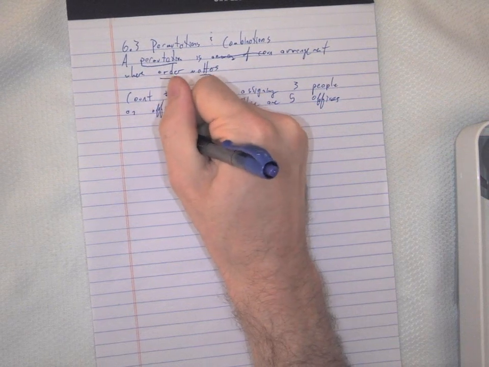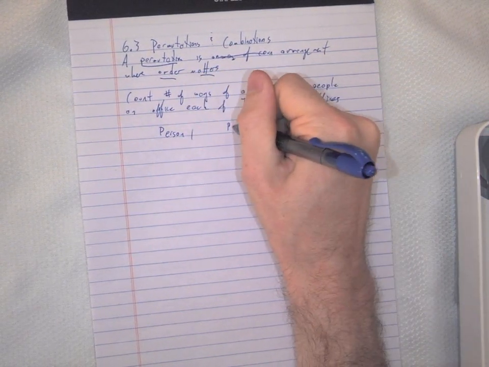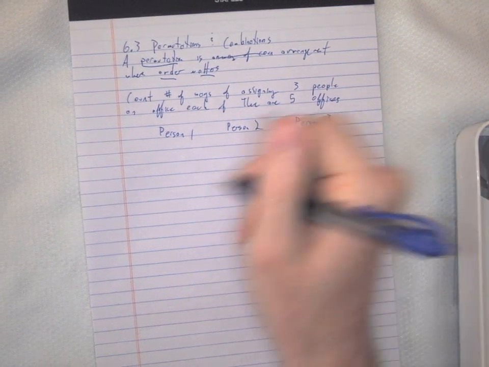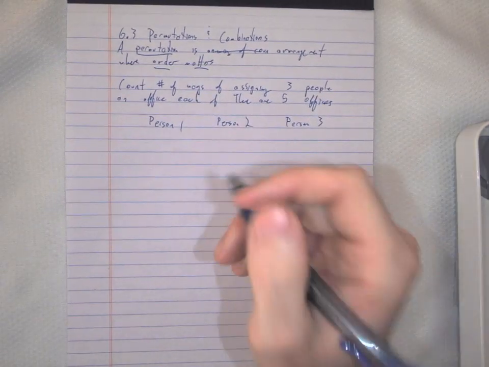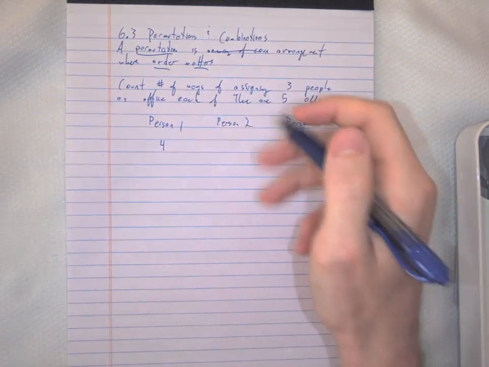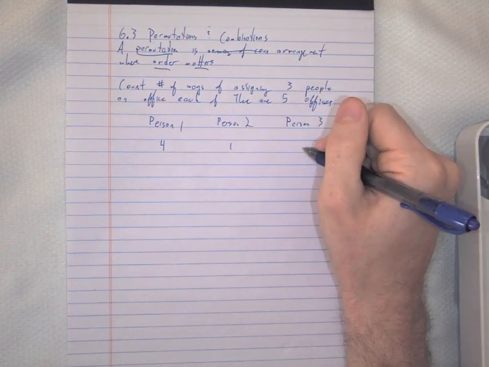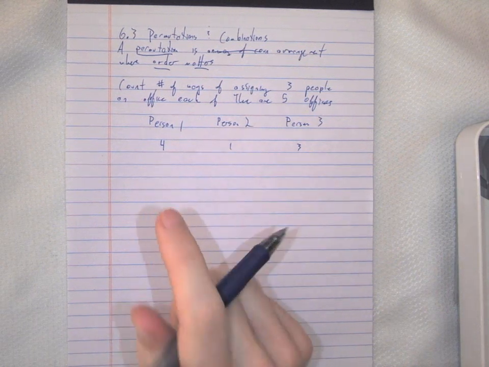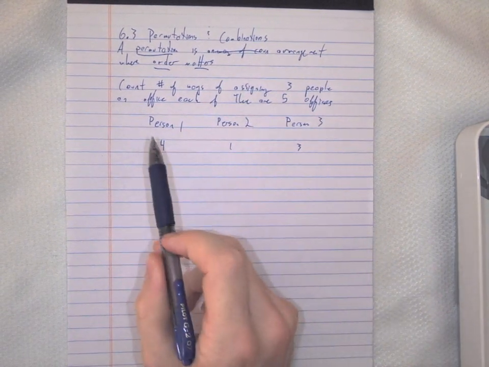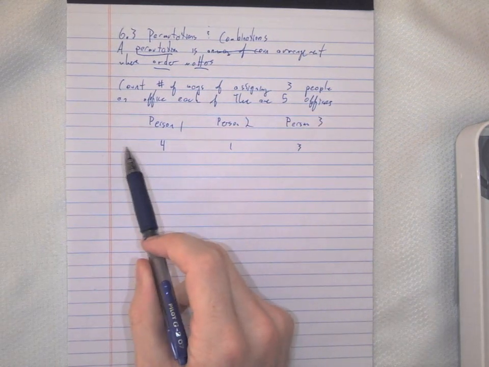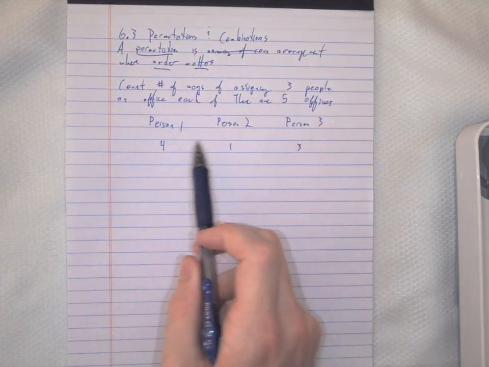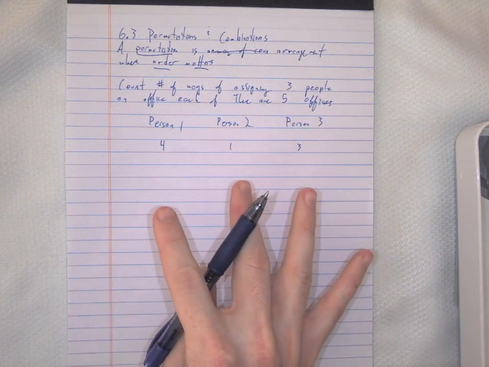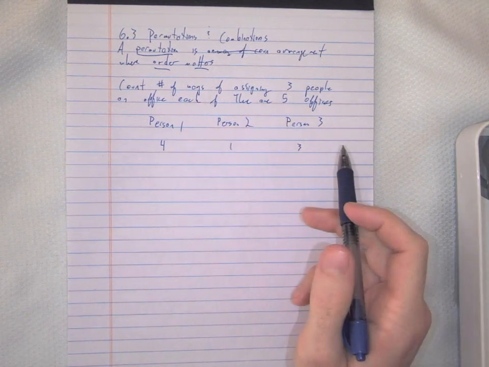So I could have person 1, person 2, and person 3. And then if I assign to each person an office, like person 1 gets office 4, person 2 gets office 1, and person 3 gets office 3, this is going to be a permutation because the order matters. 413 is not the same as 314 or 341 or any of the other ways of choosing a subset of 3 offices from 5 offices, right? Here the order matters.